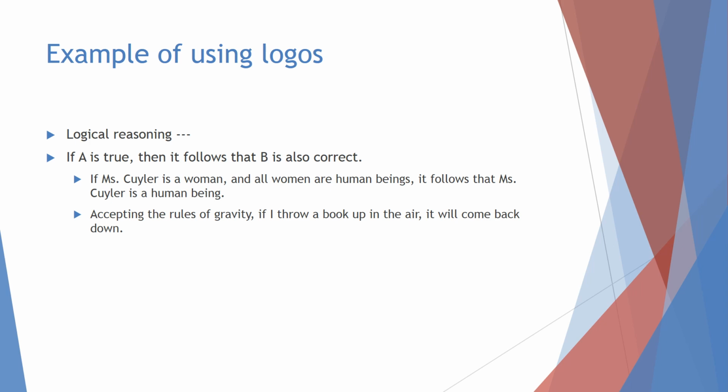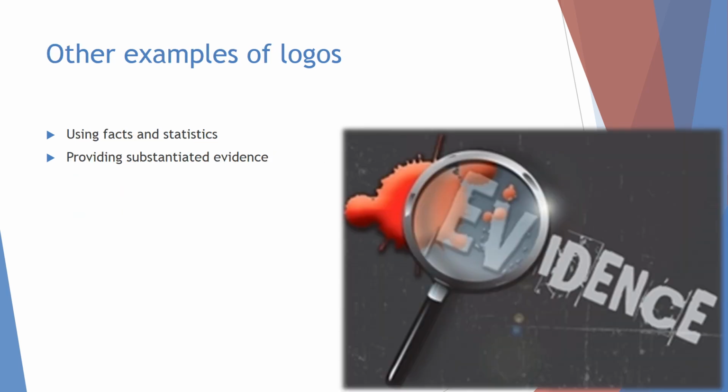Accepting the rules of gravity, so if I accept those rules as true, if I throw a book up in the air, it will come back down. So we know from experience that when I throw something heavy up, it's always going to come back down. Other examples of logos: using facts and statistics, providing substantiated evidence.